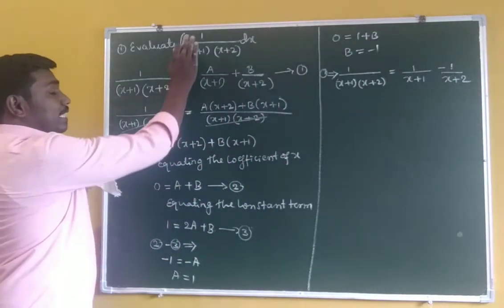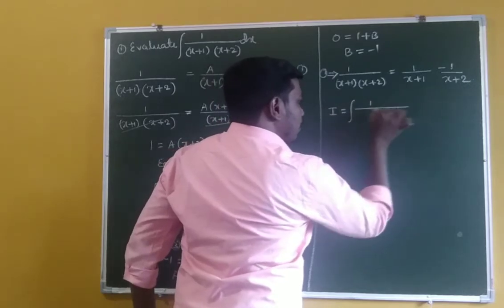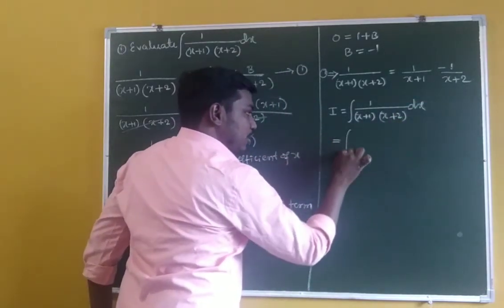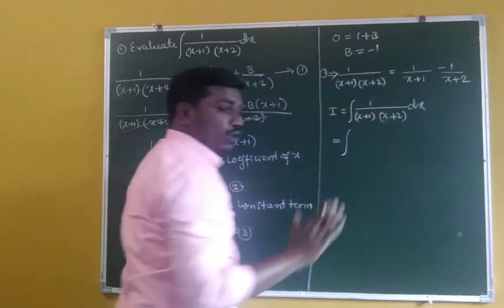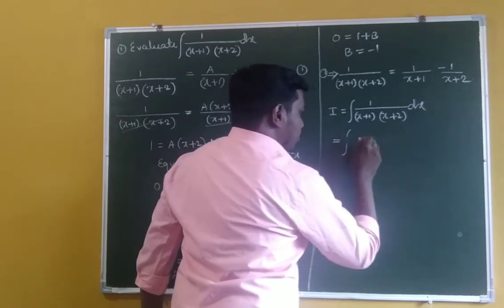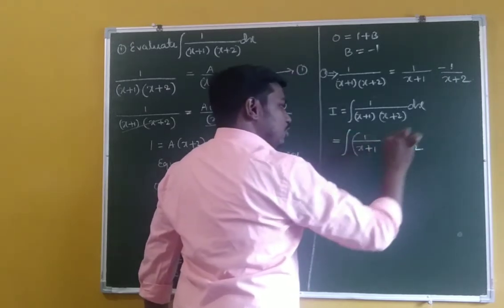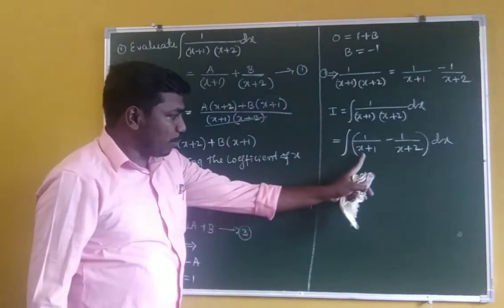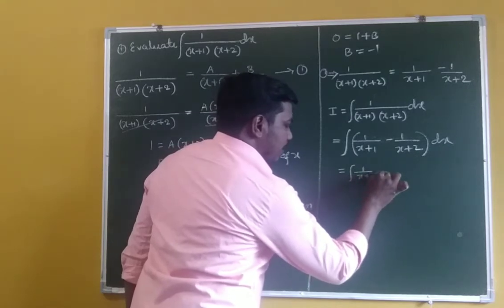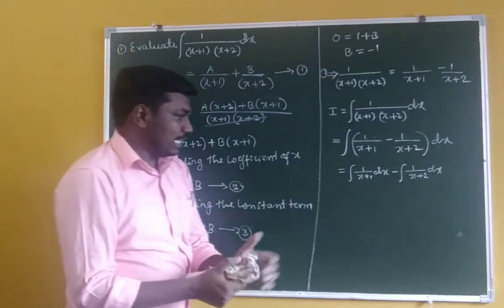Now consider the given integration. I is equal to the integration of 1 over x plus 1 into x plus 2 dx. This integrand can also be written as 1 over x plus 1 minus 1 over x plus 2, into dx. By the integration property, this is f of x and this is g of x: integration of f of x dx minus integration of g of x dx. Now we can easily calculate the integral.